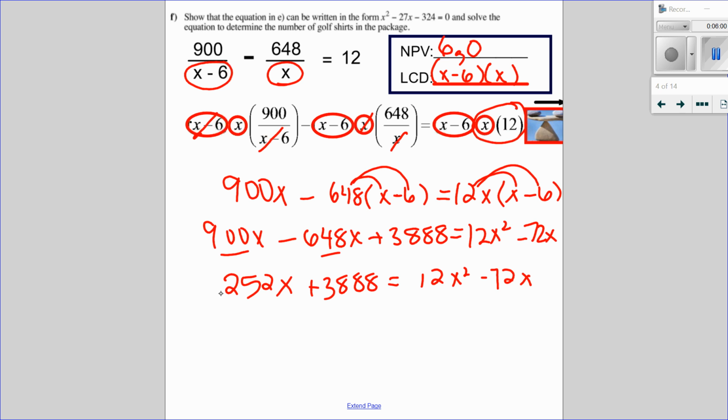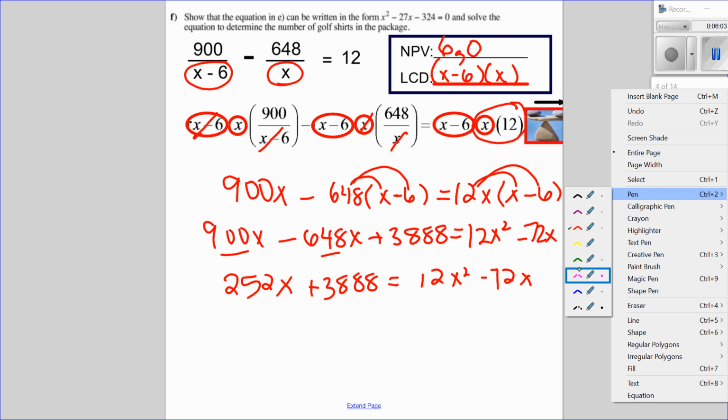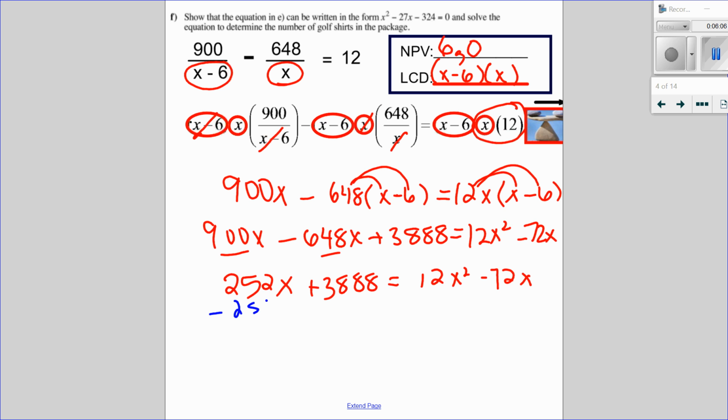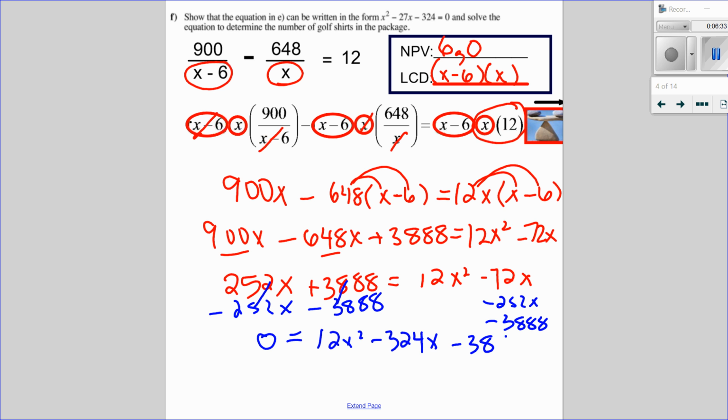So because it's a quadratic, I want to set it equal to 0. So I am going to subtract 252x from both sides and subtract 3,888 from both sides. So now this all ends up being 0 equals 12x squared, and then I have negative 72 take away 252, and that is negative 324x minus 3,888. So we wanted to show that it equals to this quadratic and then solve it.